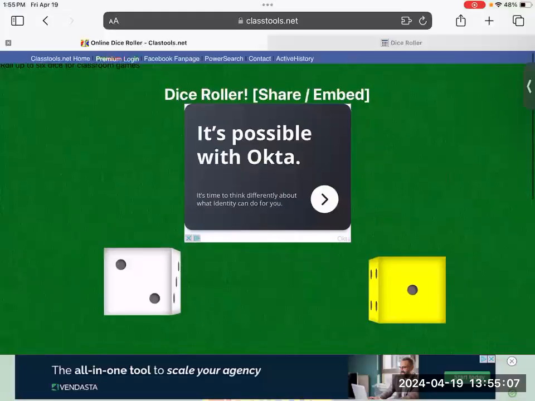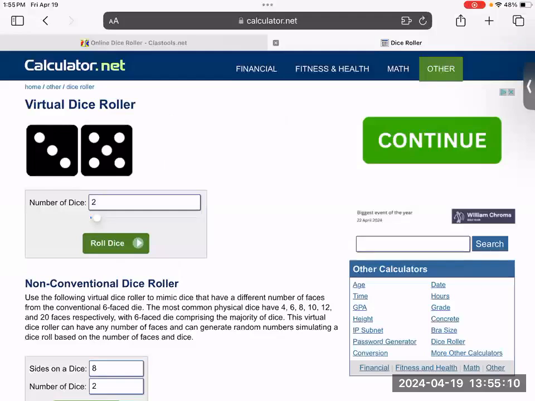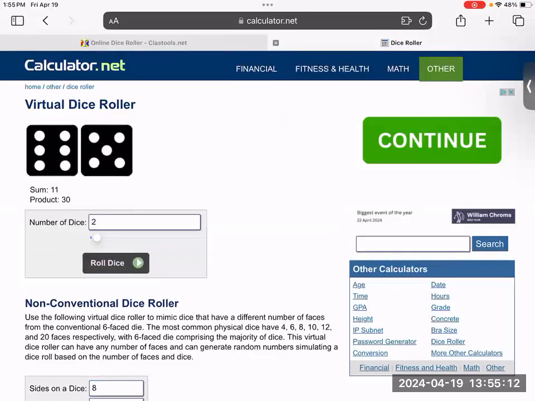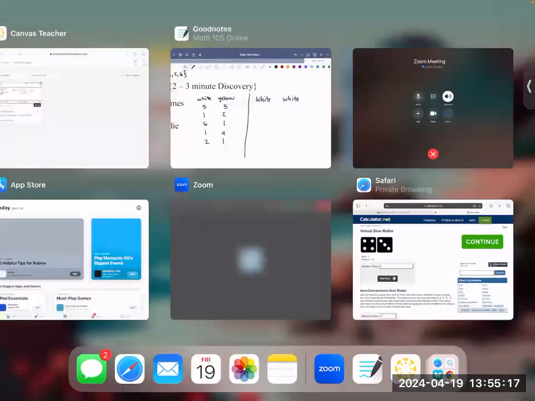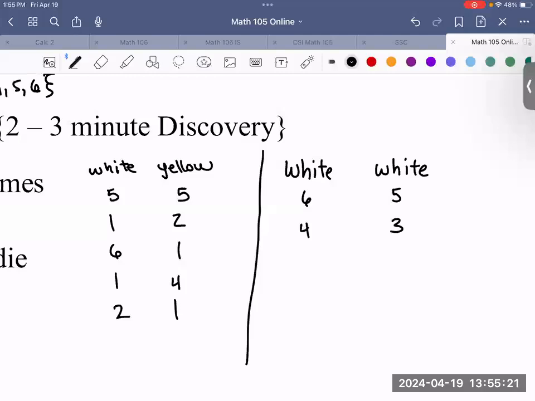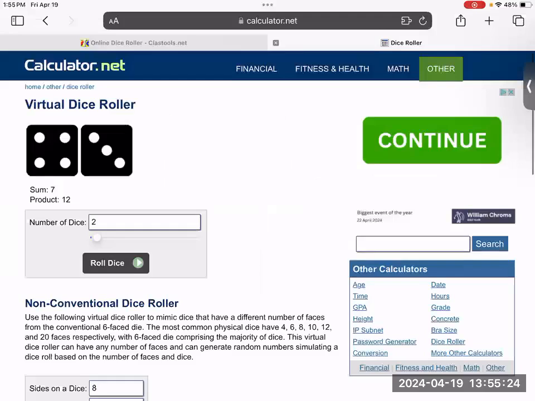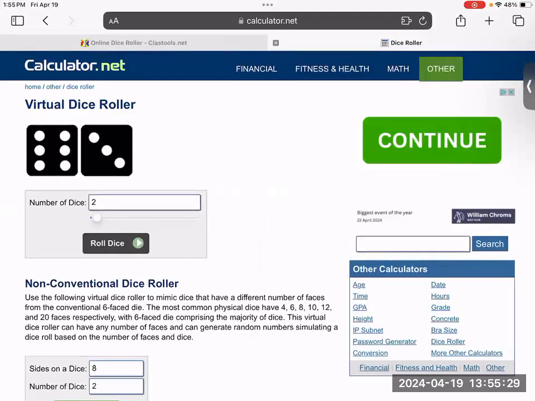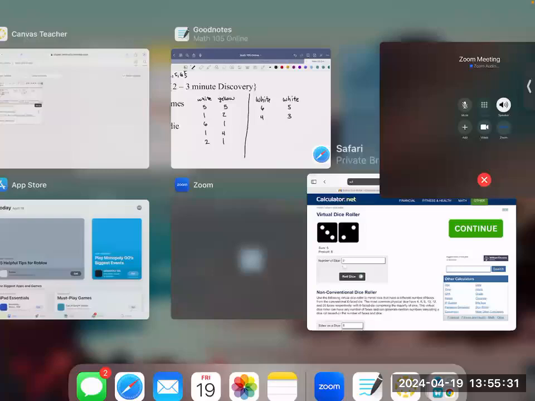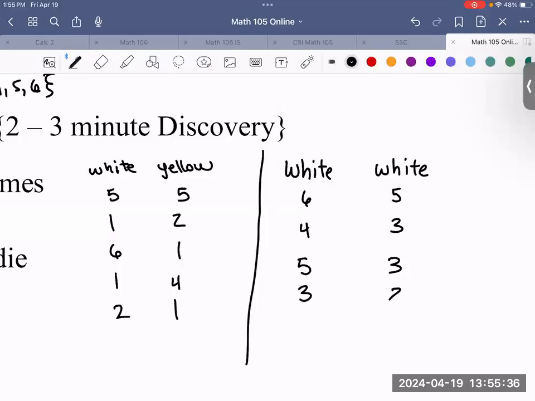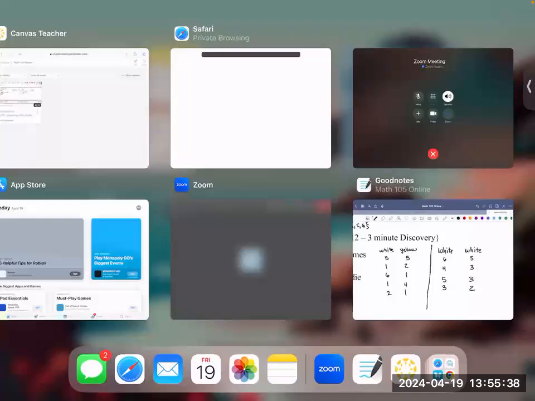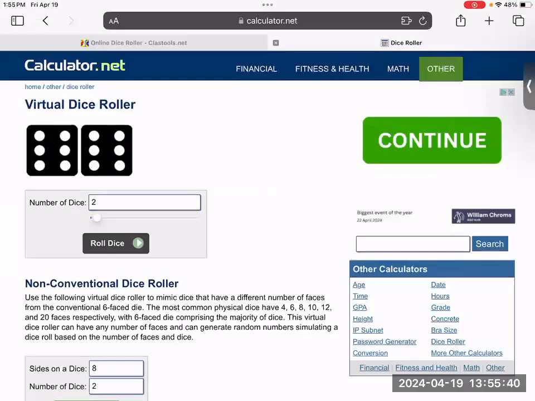Okay. Going to go to the other one. All right, I'm going to roll. 6 and 5, 4 and 3. A couple more times, roll. 5 and 3, 3 and 2, and one more. 1 and 6.